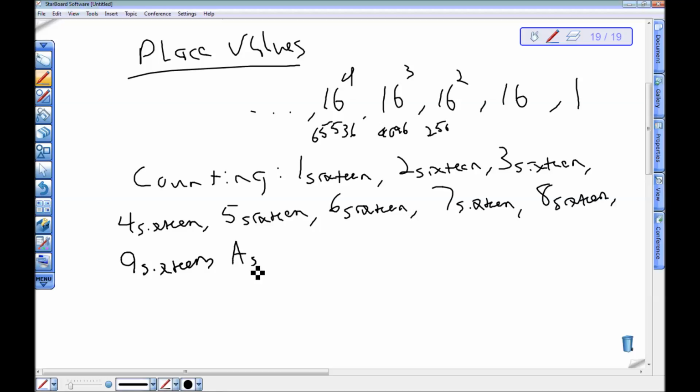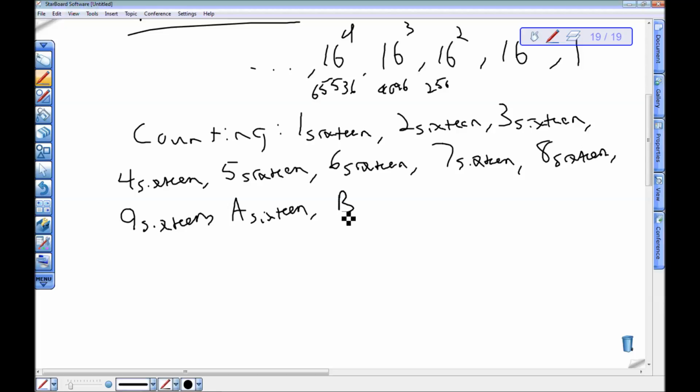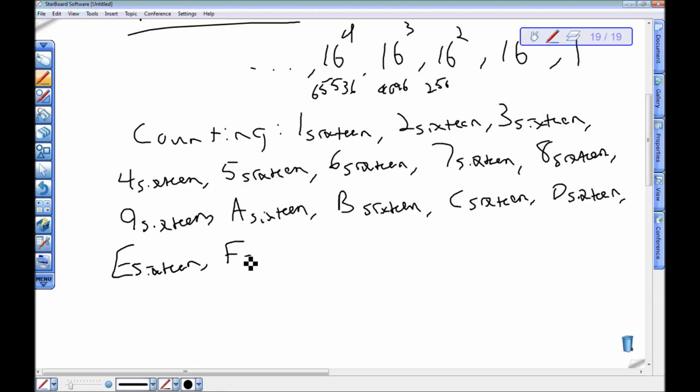10 is A base 16. Remember, I don't need 2 digits to write 10 in base 16 because I have a single digit for it. 11 is B base 16. 12 is C base 16. 13 is D base 16. 14 is E base 16. 15 is F base 16. And now I'm up to 16, and I'm out of digits, so I need to go to the next one.